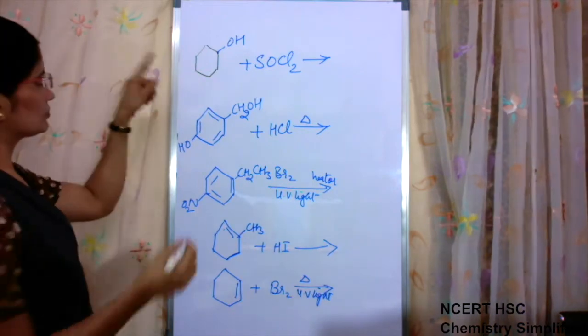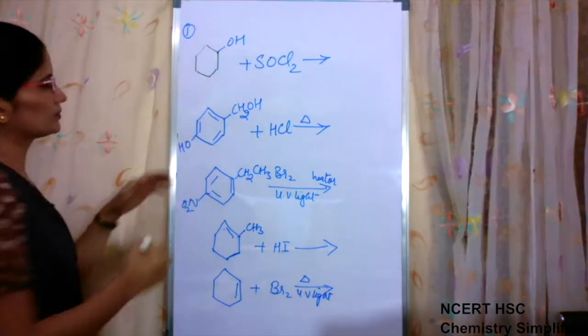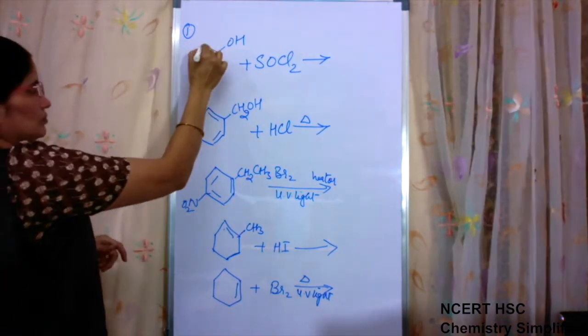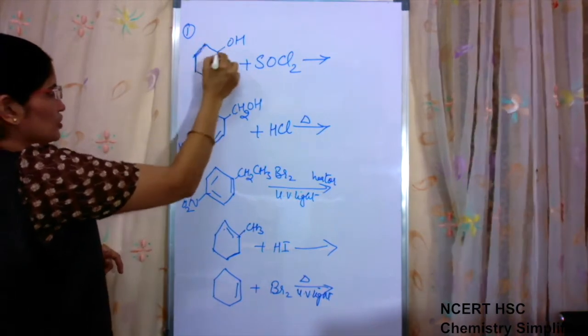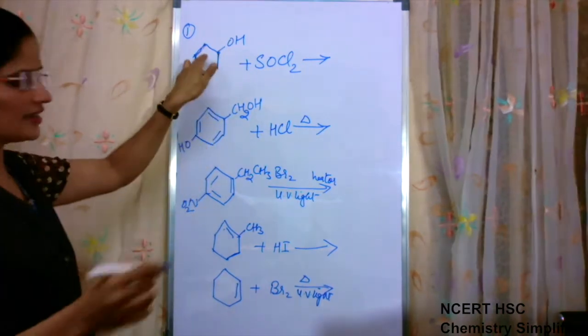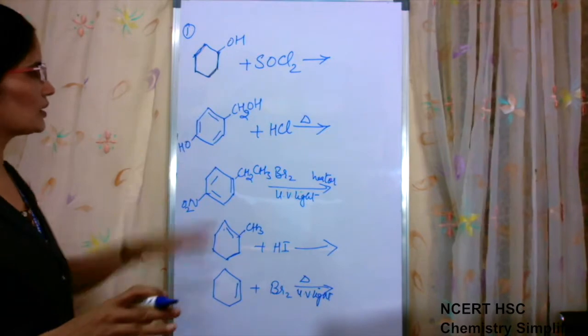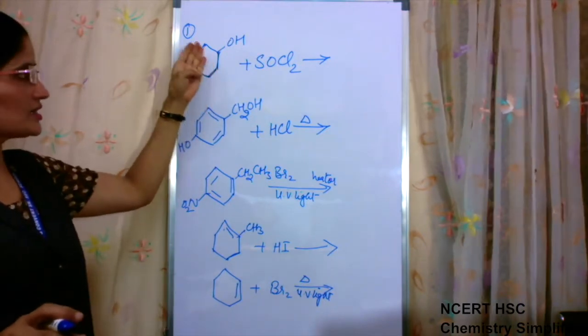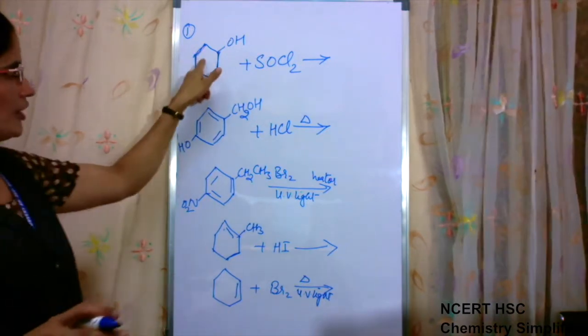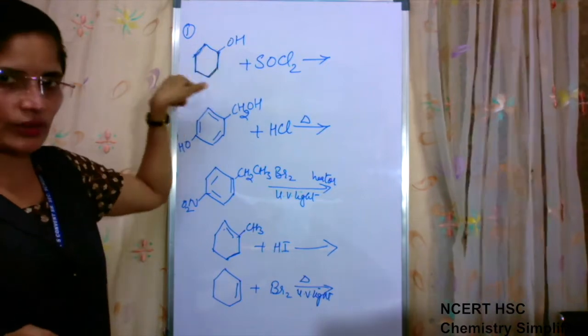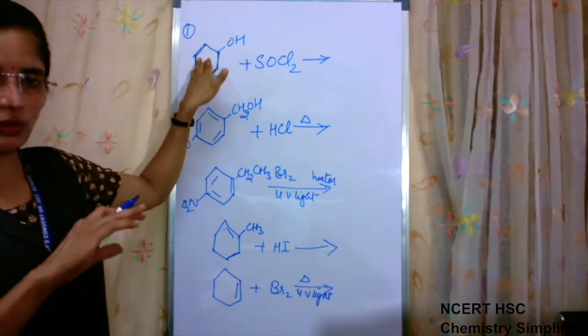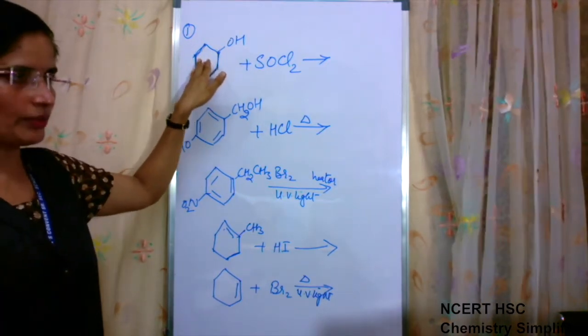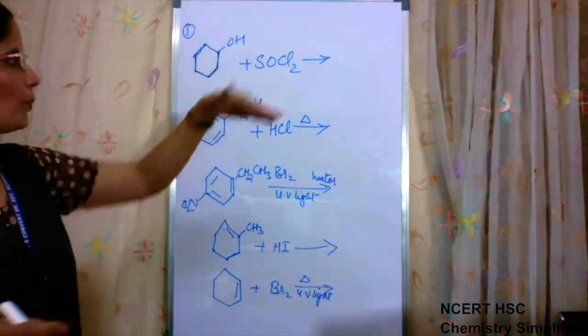Now see, question number 1. The biggest mistake which all make is that we consider it as a benzene ring and we write the product. It is not a benzene ring, it is a cyclohexane ring. When an OH group is attached on a cyclohexane ring, it will behave like an open chain structure and the product will be similar to an open chain.